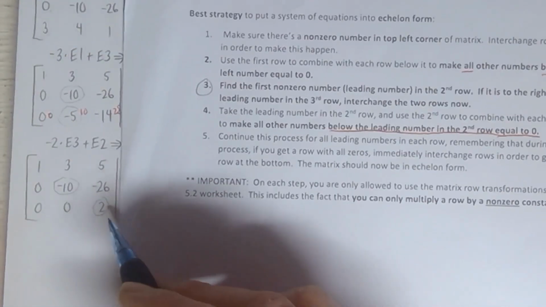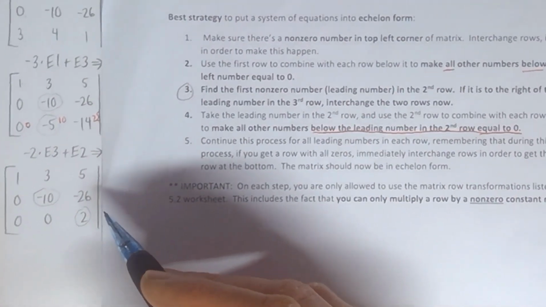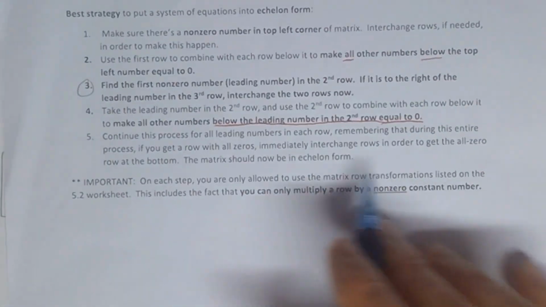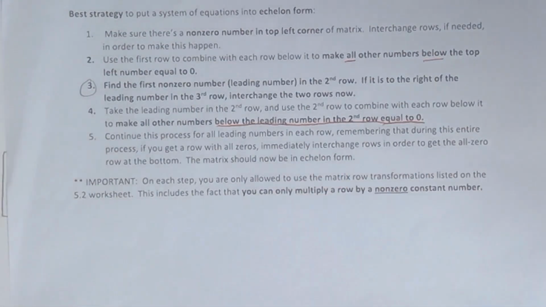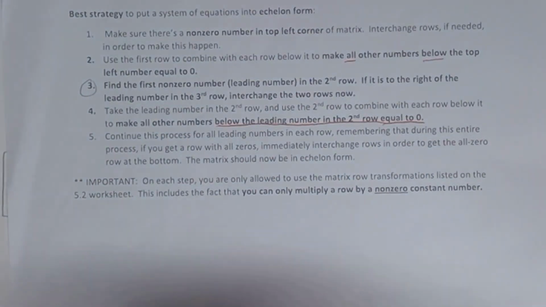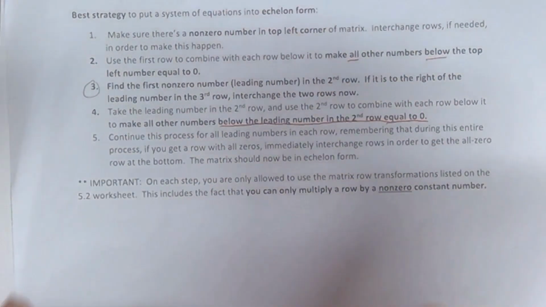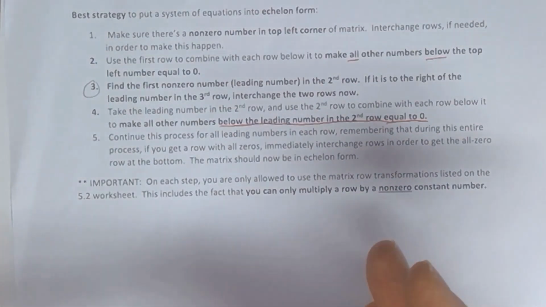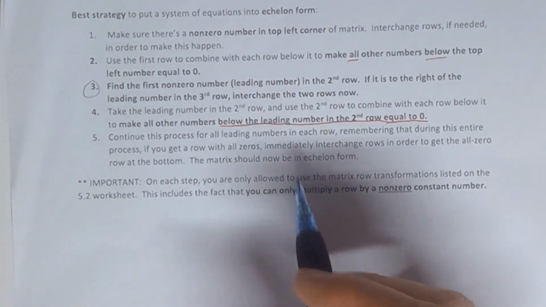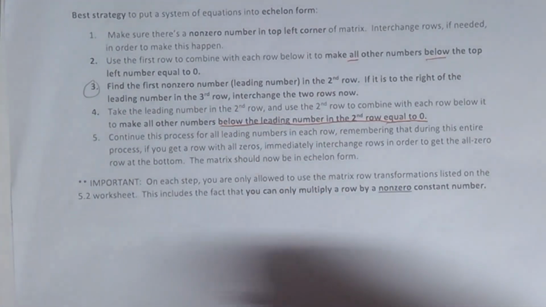So we got the 2. And then it says, remembering that during this entire process, if you get a row with all zeros, immediately interchange rows in order to get the all zero row at the bottom. I'll talk about that when we get to a problem like that. You're sometimes going to see some rows that have all zeros. Don't worry about that right now. It's just mentioned there in case you run into that, okay?